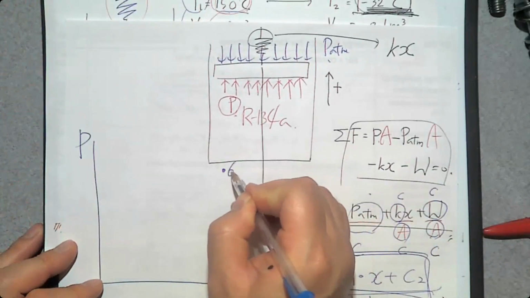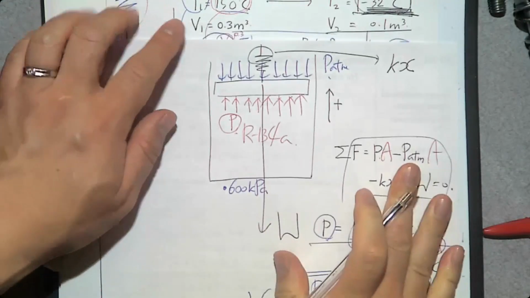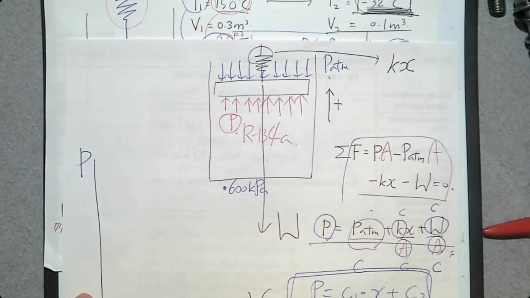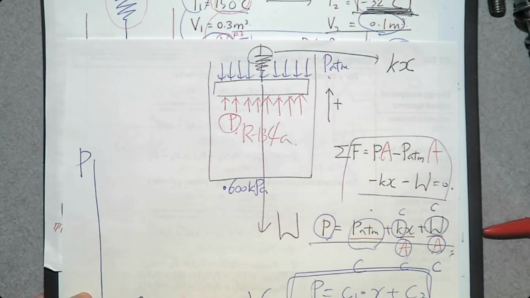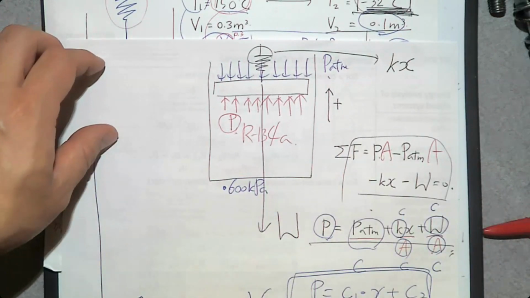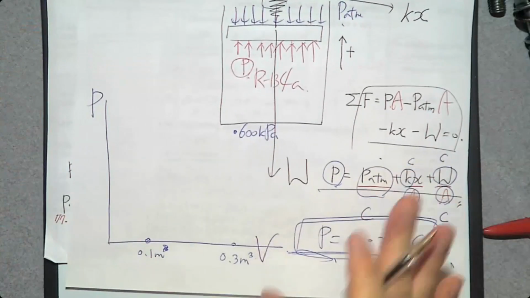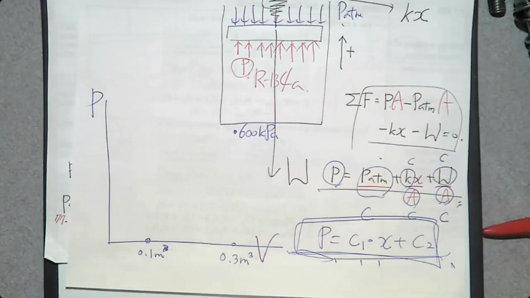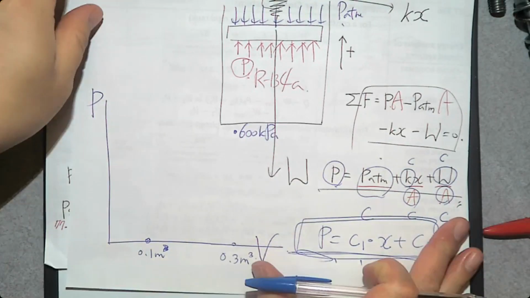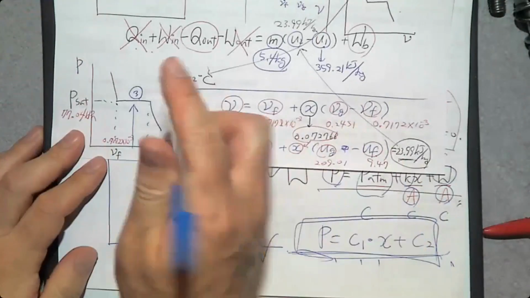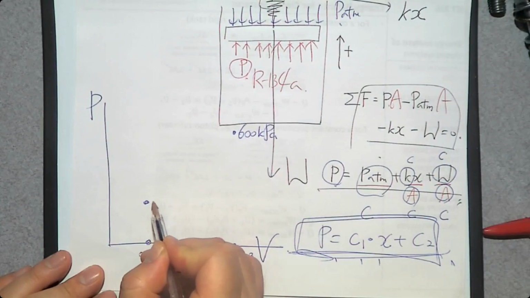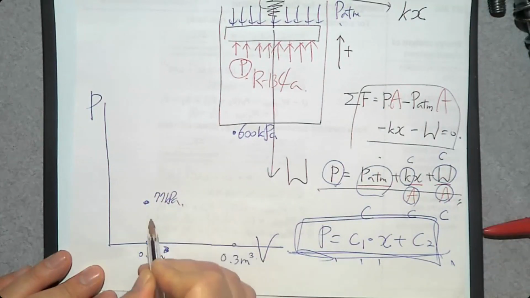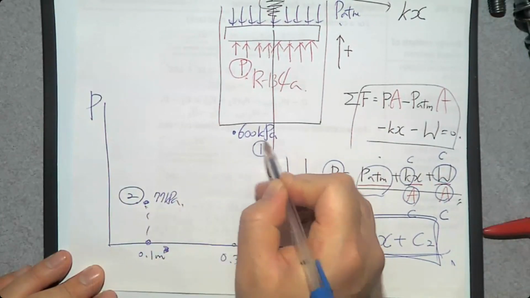What is the initial pressure? 600 up here. 600 kilopascal. What is the initial volume? 0.3 cubic meters. What is the final volume? 0.1 cubic meters. What? Oh, I'm sorry. And so this is initial volume, initial pressure, final volume, final pressure. What is the final pressure? Number 3 is here, 77. So down here, 77 kilopascal. So this is the final state. This is the initial state.